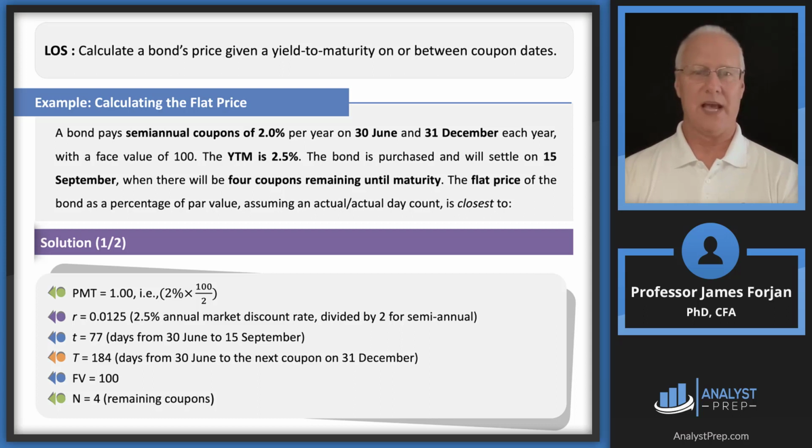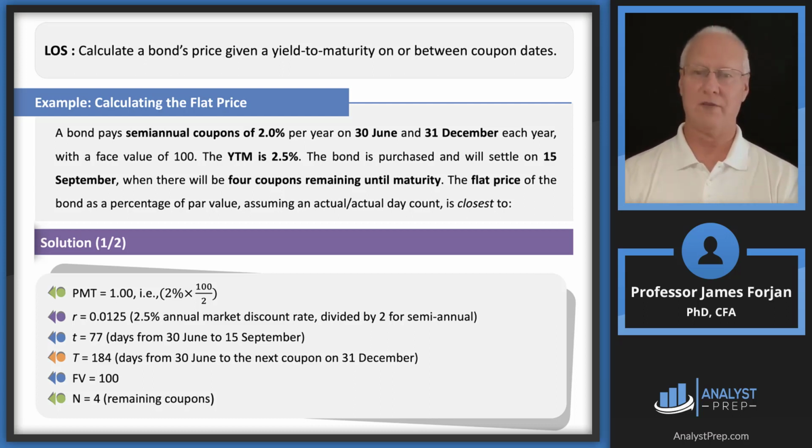Let's see, the market discount, there's that yield to maturity, 2.5%. We need to divide that by 2. And then skip down all the way to the bottom. There are 4 coupons remaining until maturity. So it's a 2-year bond, maybe a 2-year note. But then I want to call your attention to the middle stuff in there.